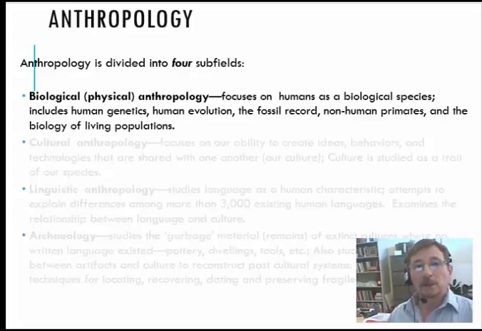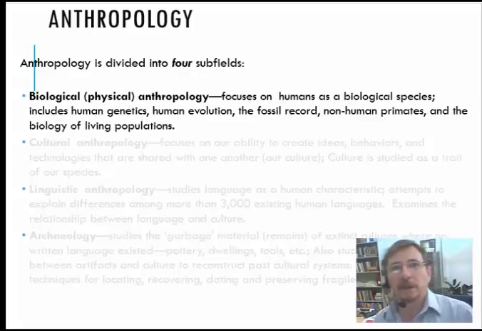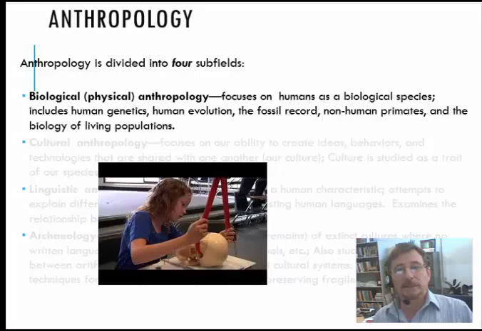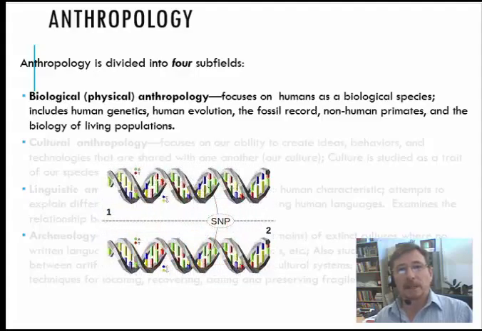The first one is biological anthropology. That is the subfield that explores the human experience from the perspective of humans as biological entities, as living populations. It explores a number of things that are of great interest. Human genetics, for example, is one of the areas of biological anthropology that are most promising in terms of better helping us understand who we are and where we come from.